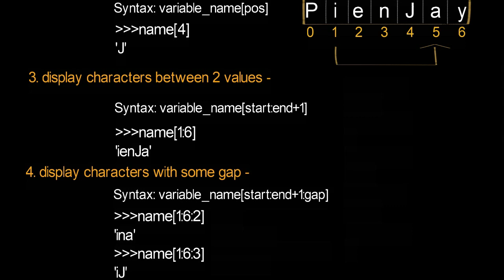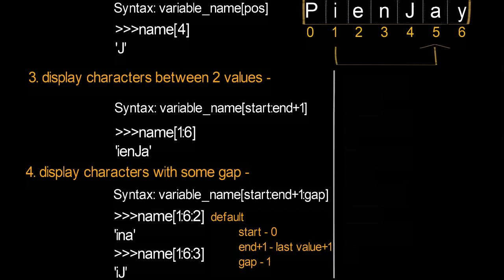Moreover, we can omit any of them since they have a default value. Like if we leave them blank, start will default to 0 and display from the beginning. End will be the last character plus 1 since it displays up to end plus 1, and gap, as I told, is 1. So we can try and omit any of them, like name, square bracket, 1, colon and colon.